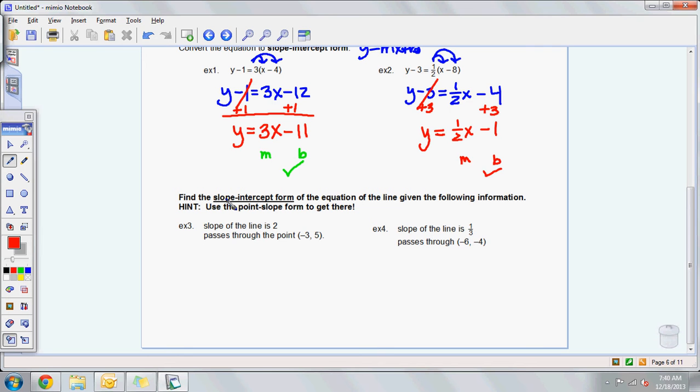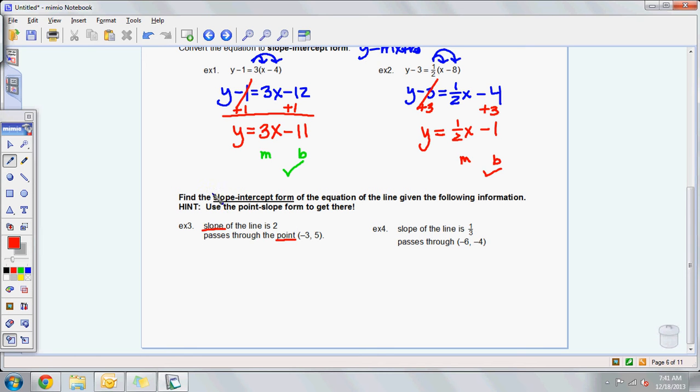Let's take it one step further, and we're going to have to find the slope-intercept form with just this information given. So let's talk about what we have. We have a slope, and we have a point. That's all we have. So hopefully you're thinking back to a couple days ago. The only thing you can do with a point and a slope is put it in point slope form.